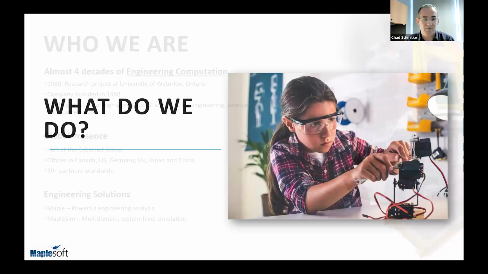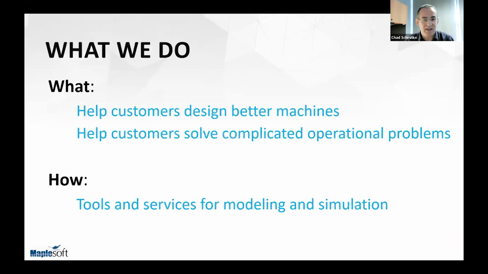So, system-level modeling. What do we do? The big thing that we do, and I talk about this as my ugly slide because it is kind of ugly, but it's very simple, is that we do 2 key things for our customers. One, we help them design better machines, and we help them solve complicated operational or control problems that they're facing. The main way that we do that is through tools, our software, and services, our application engineering team, working with customers on modeling and simulation.